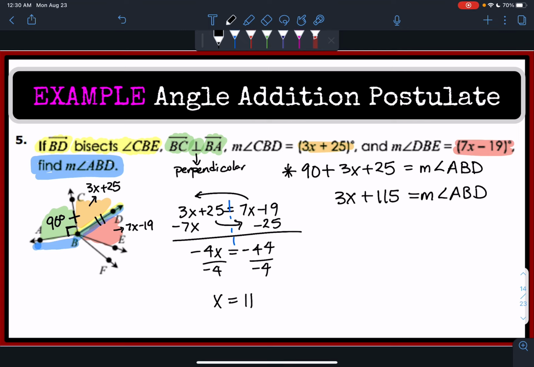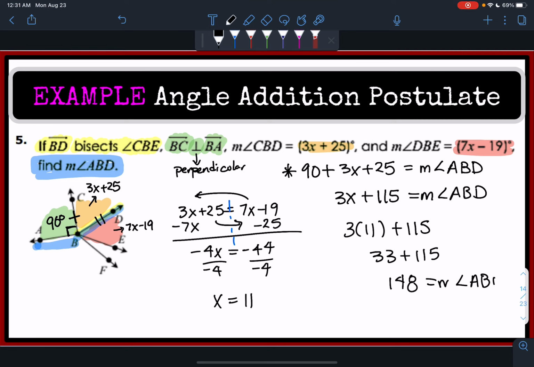There. Now that I know that the value of x is equal to 11, I can plug it in to my x here, and I can figure out the measurement of angle ABD. So let's plug it in. We have 3 times 11 plus 115. 3 times 11 is 33. Add that to 115, and that's going to equal 148. And there, we found our solution.